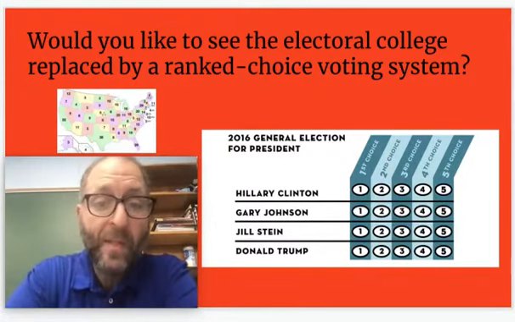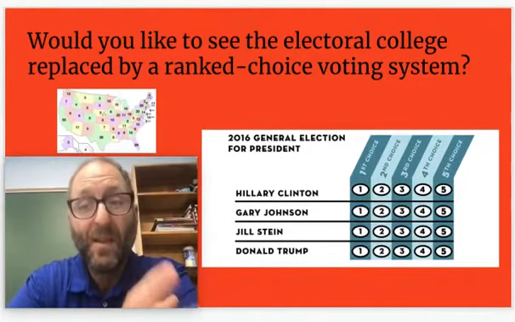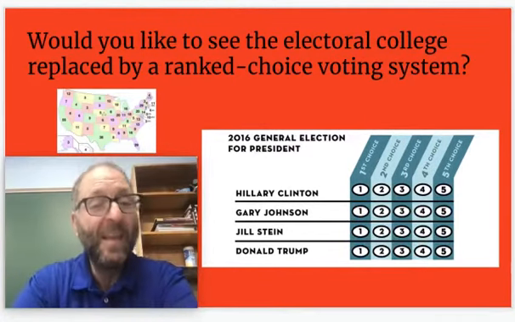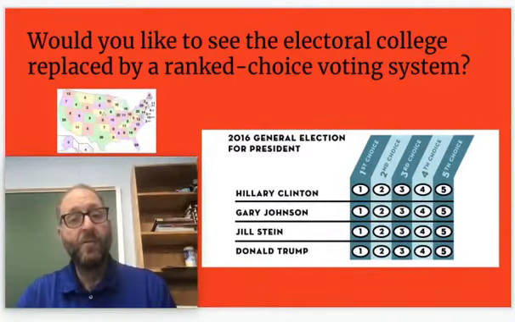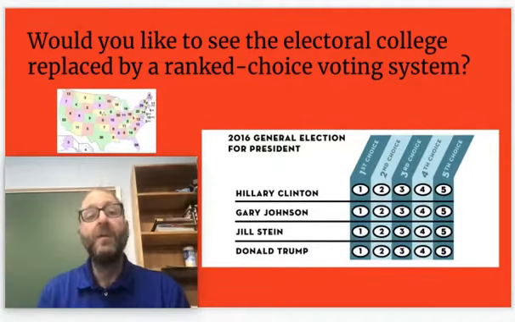I hope you know how the electoral college works. Each state has a certain number of electoral college votes. It's based on the population. If you get the most votes in that state, you win all the electoral college votes, unless it's Maine and Nebraska. Those are the only two that can divide it up.